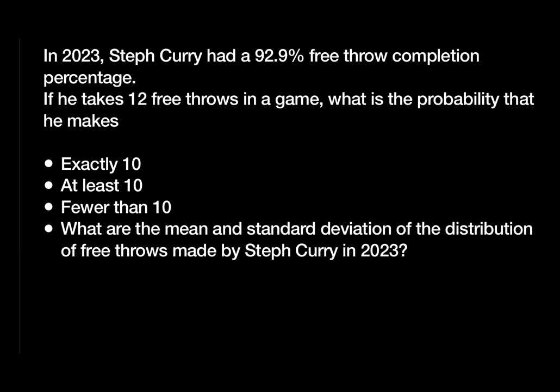All right? So I'm a terrible shot, too. But in 2023, Steph Curry had a 92.9% free throw completion percentage. So he was the top in 2023. Here's a binomial situation, sort of. One, is there only two outcomes? Yes, he either misses or he makes it.